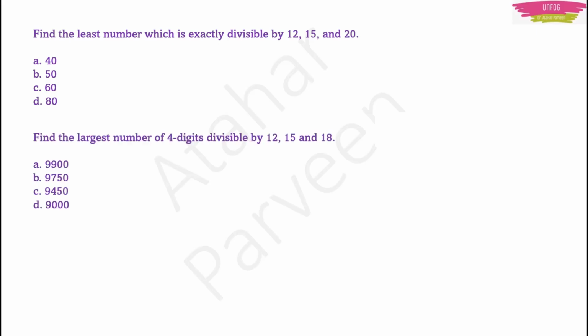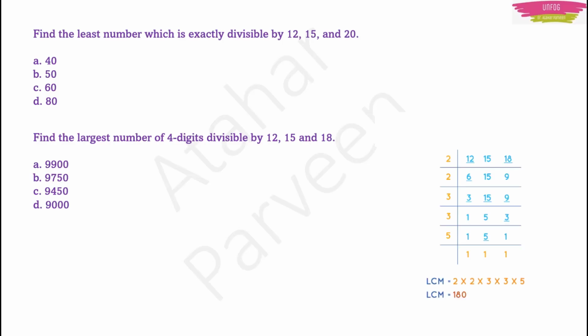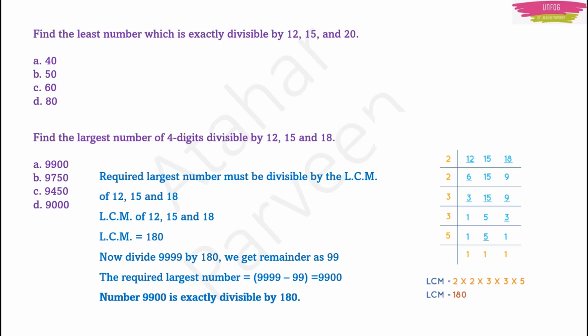Next question. Find the largest number of 4 digits divisible by 12, 15 and 18. Actually, this time I am expecting this type of a question. You have to find the largest number of 4 digits which is divisible by 12, 15 and 18. So how do you find the answer? First you do LCM of 12, 15 and 18. Why am I telling you to do LCM? Because the largest number required here must be divisible by the LCM of the numbers given in the question.